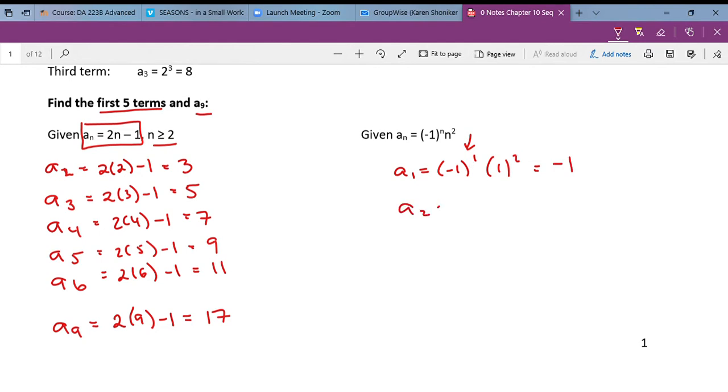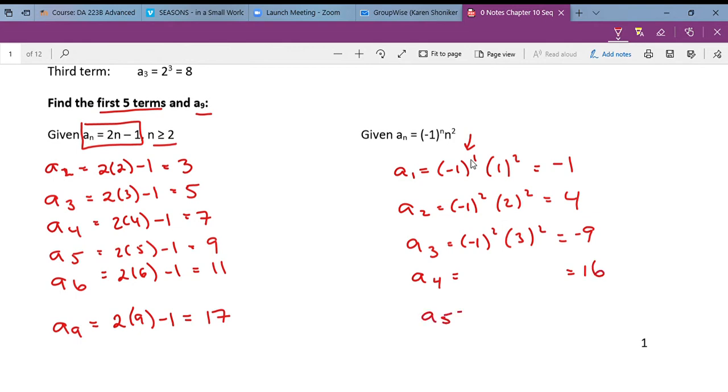And then when you plug in a 2, the 2 is going to make this a positive term, and then it would be 2 squared, so it would be +4. Then you put in 3. This is going to be -9. And when you start seeing the pattern with a sequence, you don't have to plug the numbers in. I know it's going squares of numbers, so it's going to go 16 and then -25, right?